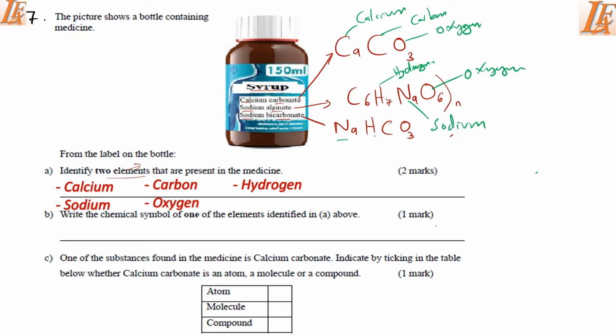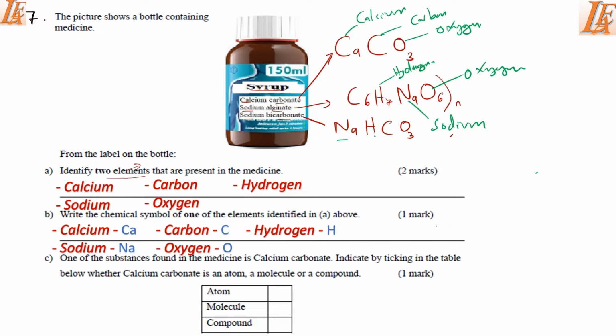Then question B: write the chemical symbol of one of the elements identified in A above. In this case, we can see the chemical symbols in these formulas. So for calcium, we have Ca. For sodium, we have Na. For carbon, we have C. For oxygen, we have O. Then for hydrogen, we have H.